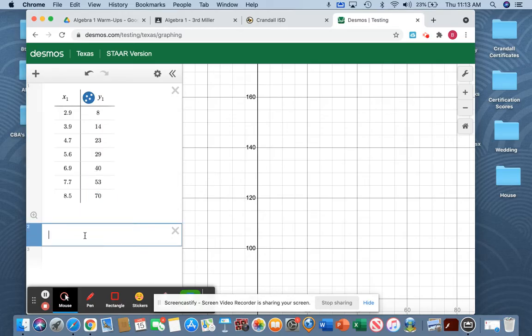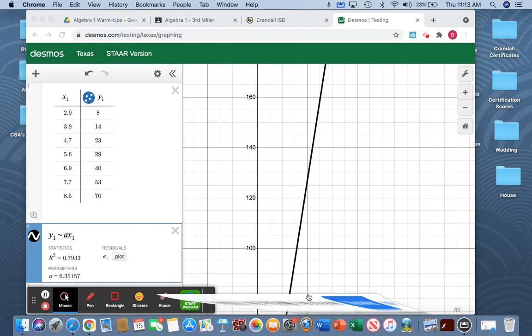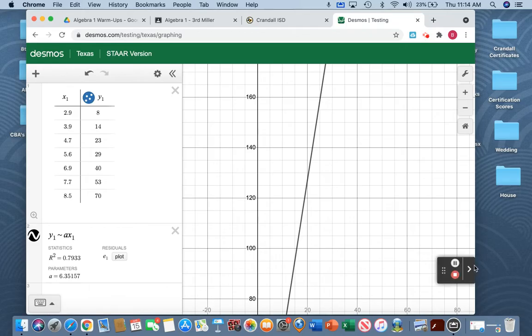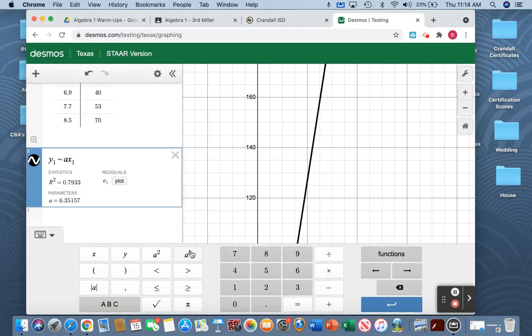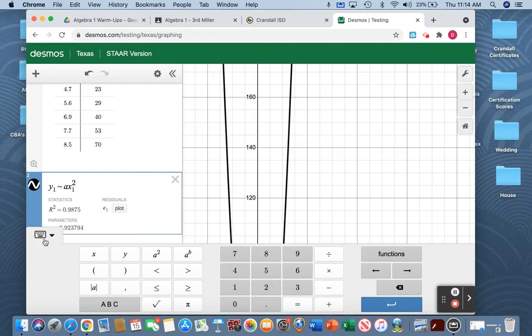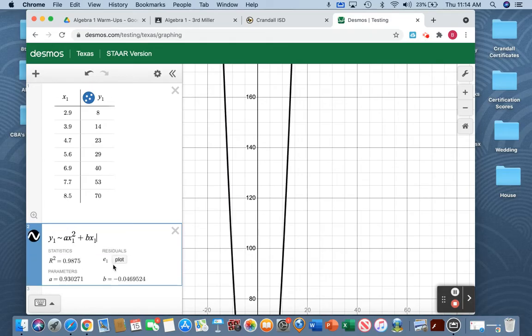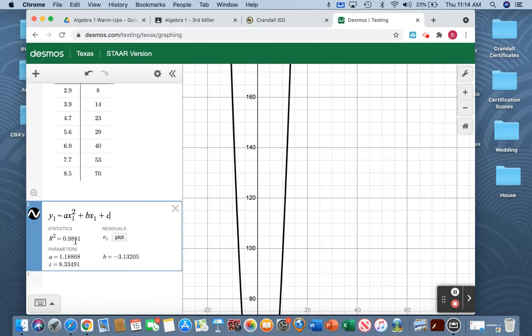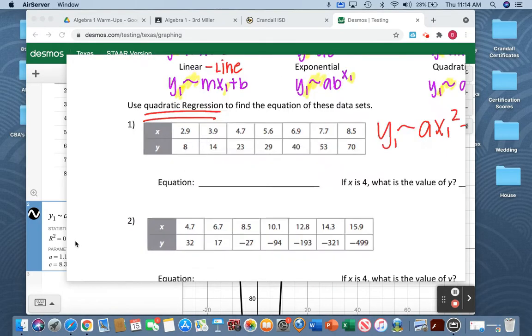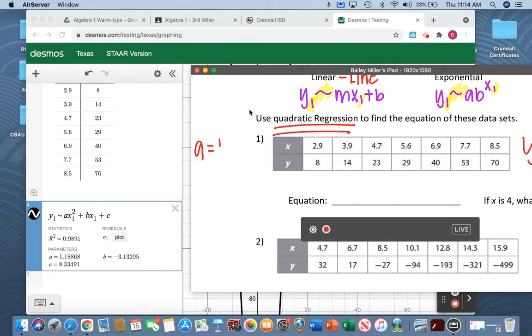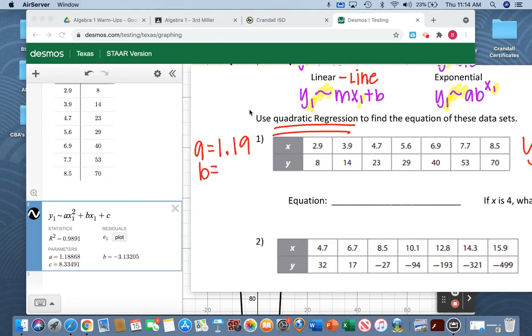Now, since it's a quadratic, here's where I'm going to do y1 squiggly, ax1. I've got to square it. So again, I can either do shift 6 or I can press this A to the B and that moves it up to where I can type in any number. Be sure to arrow back down, plus bx1 plus c. So now it tells me what A, B, and C are, right? So A is 1.19-ish. B is negative 3.13.